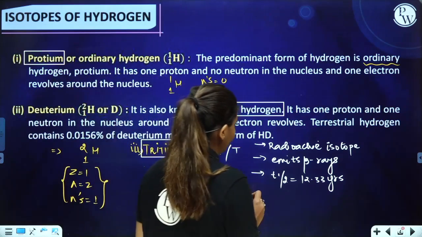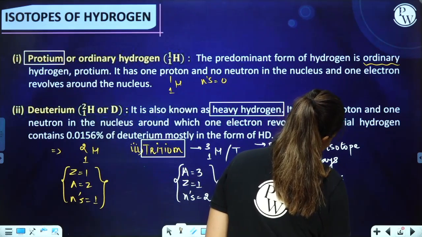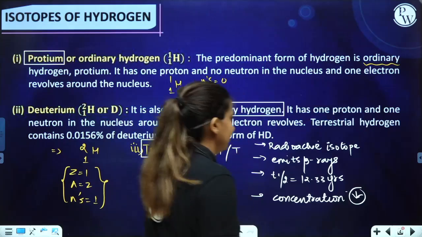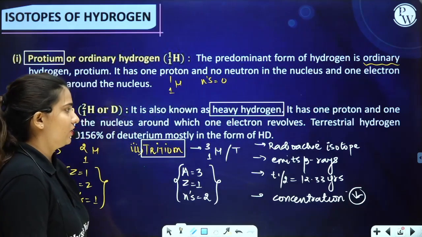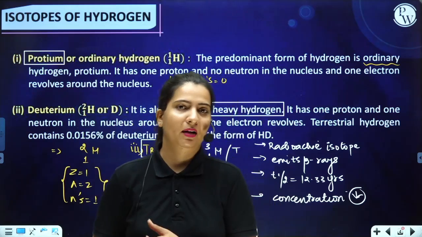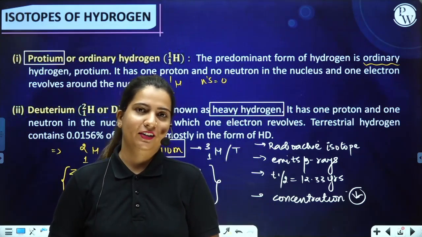And one thing more I want to tell you, that its concentration is very less as compared to protium and deuterium. So these are the points related to tritium. You need to remember all of these for deuterium, for tritium, and for protium. Everything in the isotopes is very, very important.